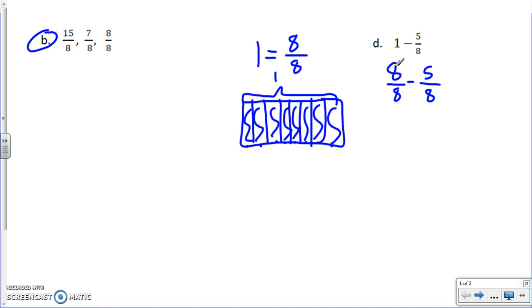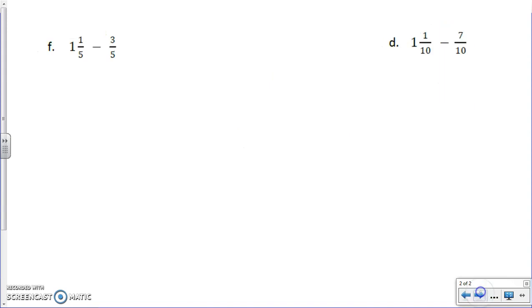So we have 8 over 8 subtract 5 over 8. Again, I need to keep my denominator the same when I subtract or add. So I keep my denominator 8, and now I just do the subtraction with the numerators. I have 8 take away 5, which is 3. So 1 whole minus 5/8 is equal to 3/8. And I'm going to circle my final answer so we see it.